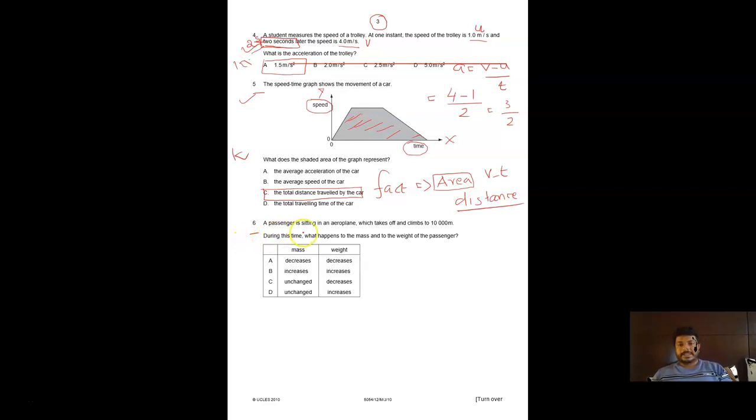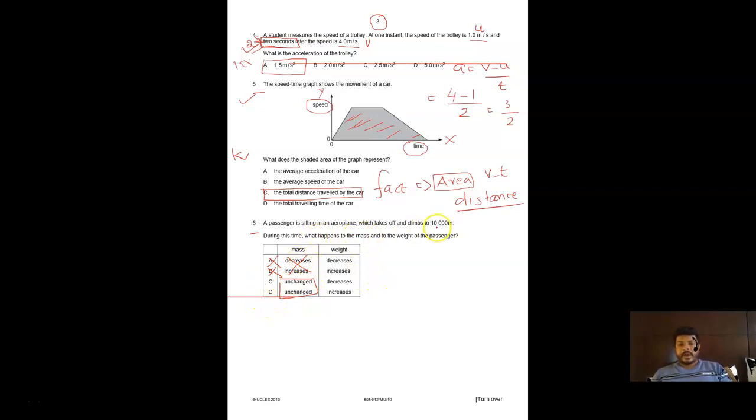And question number 6: a passenger is sitting in an aeroplane which takes off and climbs to 10,000 meter. During this time, what happens to the mass and to the weight of the passenger? Mass never changes. So these two options are ruled out: decreases, increases. These two options are wrong. So at the beginning, you can easily cancel two options. Now we only have to decide and select the right option from C and D.